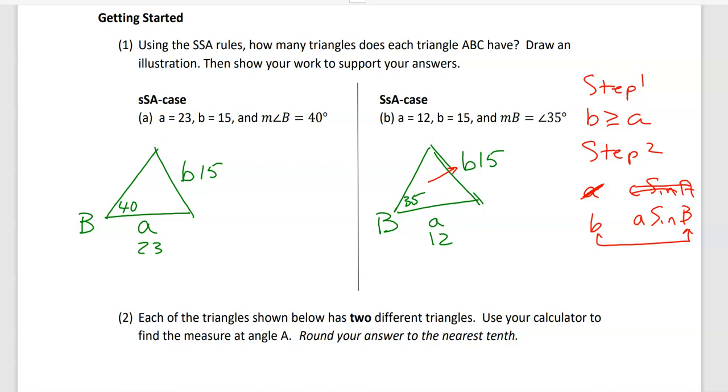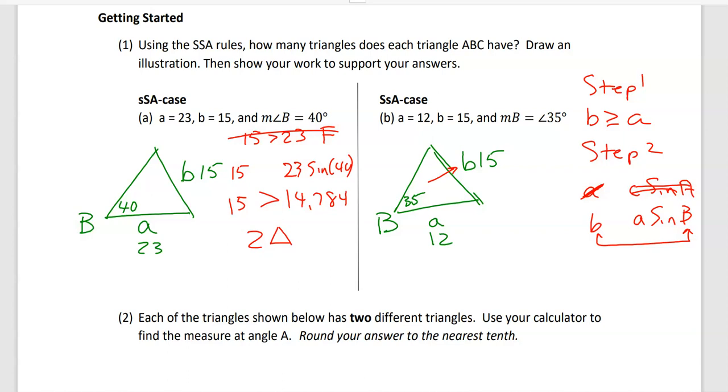So for the first one, 15 is not greater than 23. That's false, so that means we have to use the sine rule. We're looking at 15 compared to 23 sine of 40 degrees. If it's less than, we have no triangles. If it's equal, we have a right triangle. And if it's greater, we have two triangles. So 23 sine of 40 degrees is 14.784. So it is greater, which means we have two triangles.